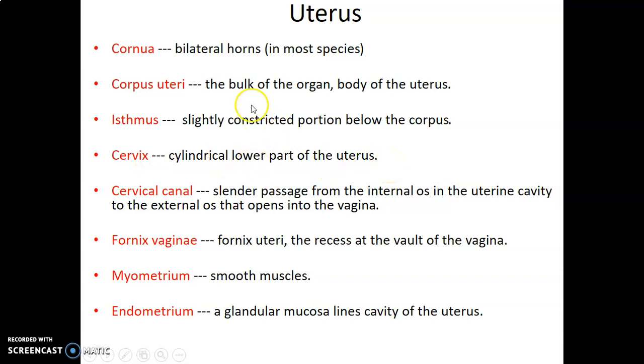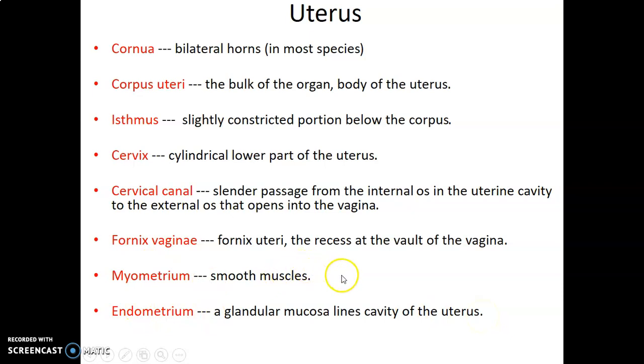The cervix has a cervical canal, which is a passage from an internal os to the external os that opens into the vagina. The vagina has fornices, and we call them the fornix, and these are just recesses. The uterus has three layers: an inner endometrium, which is the glandular mucosa lining the uterus, followed by the myometrium, which is smooth muscle, and lastly the perimetrium.